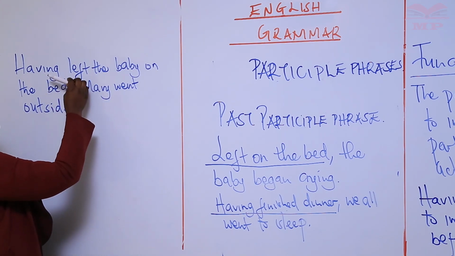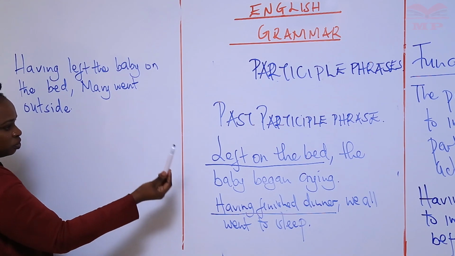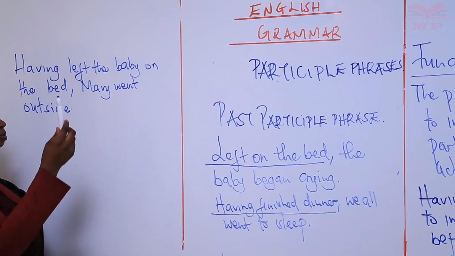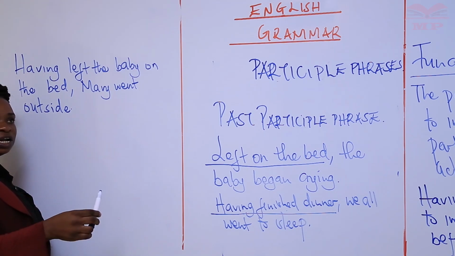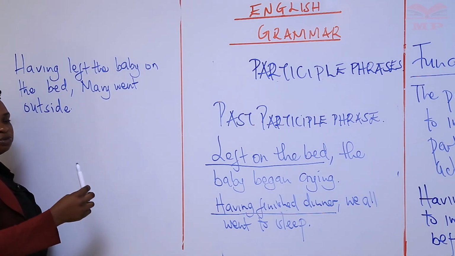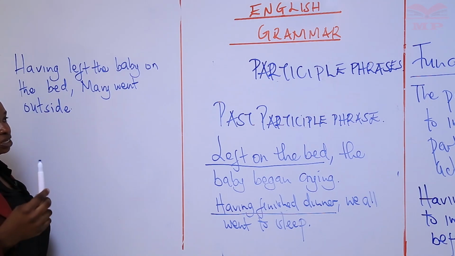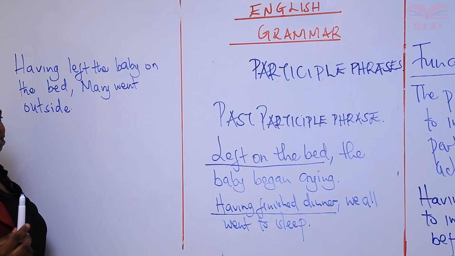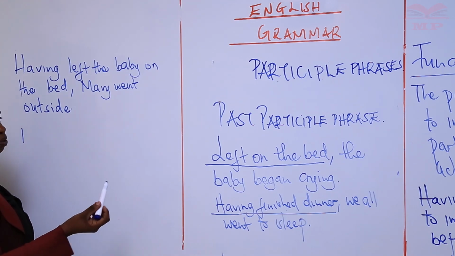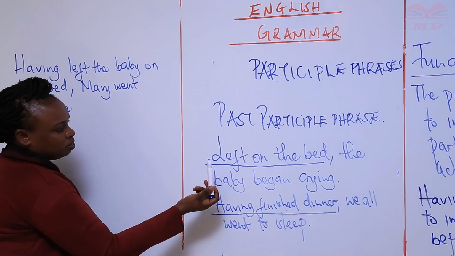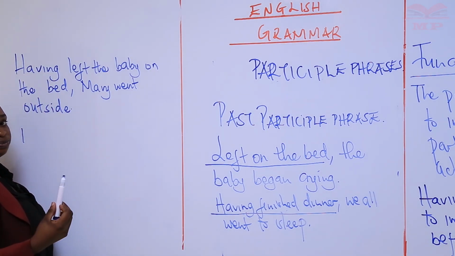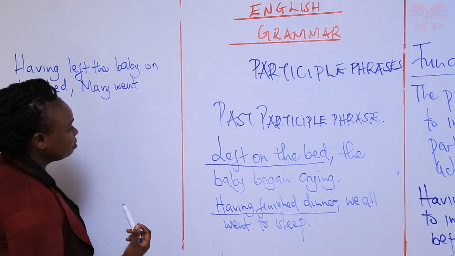So we can use having, or we can just use it on its own to indicate that that action happens before the other begins. Remember, the past participle is used to indicate that one action happens before the other begins. The action in the participle phrase takes place before the action expressed in the main sentence. One thing we also need to know is that with the participle phrase, both actions need to refer to the same person.